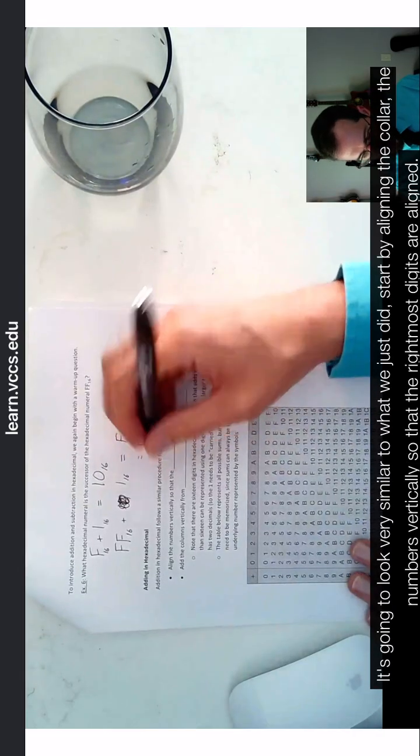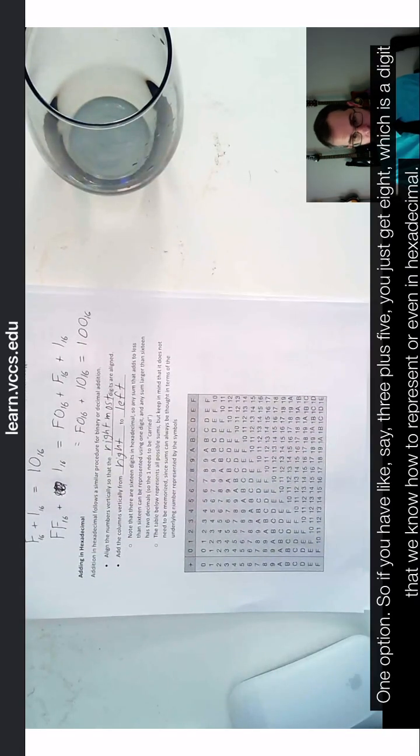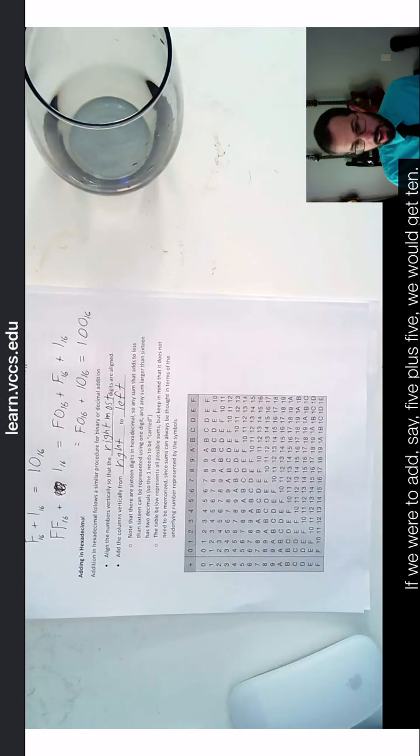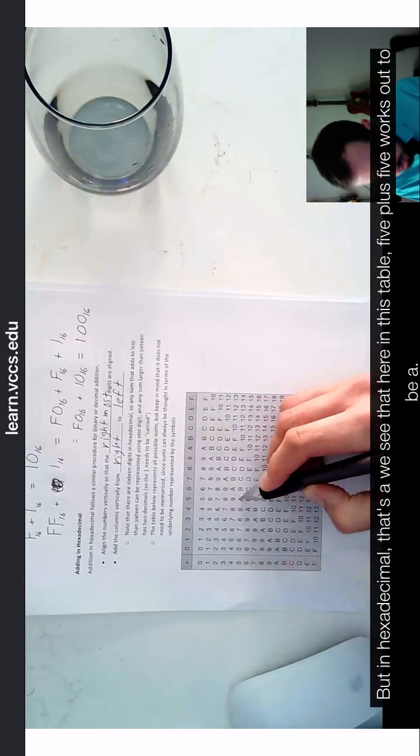So here's the process. It's going to look very similar to what we just did. Start by aligning the numbers vertically so that the rightmost digits are aligned, and then we will add the columns vertically from right to left. Now, one of two things is going to happen when we add 2 digits together. One option, if you have, say, 3 plus 5, you just get 8, which is a digit that we know how to represent. Or even in hexadecimal, if we were to add, say, 5 plus 5, we would get 10, but in hexadecimal, that's A. We see that here in this table. 5 plus 5 works out to be A.